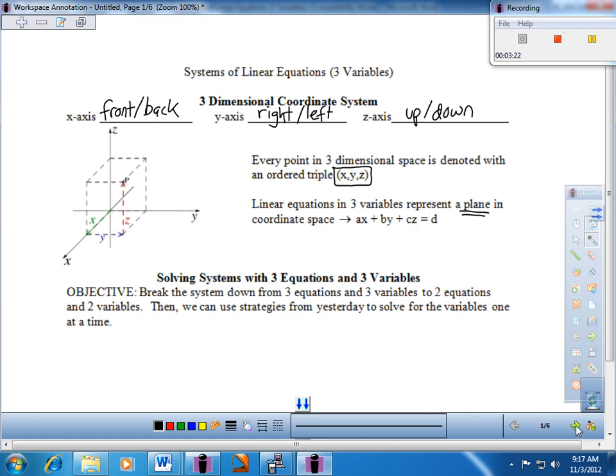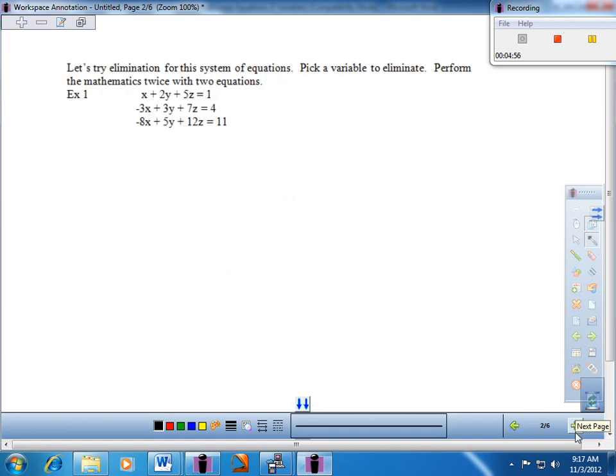We'll try both methods out. Again, essentially you're just going to pick your poison at the end here. In terms of substitution versus elimination, you'll just have to decide what you like. So let's do a couple together, and again, at some point, you might gravitate towards one as opposed to the other. So let's see. It says, let's try elimination for this system of equations. Pick a variable to eliminate, and it says perform the mathematics twice with two equations. I'll show you exactly what I mean by that.